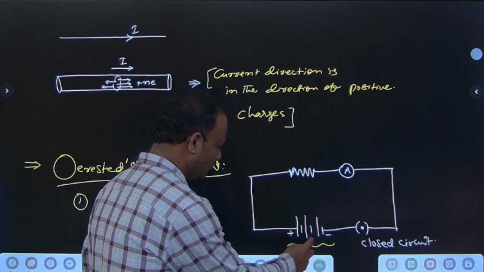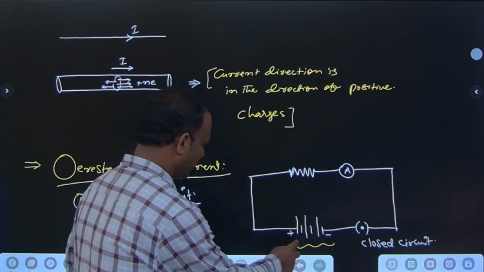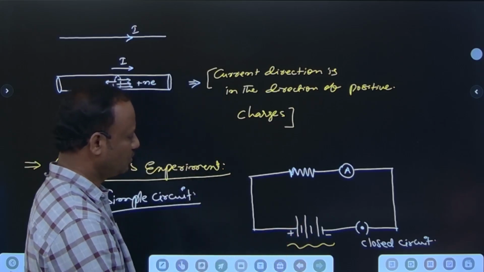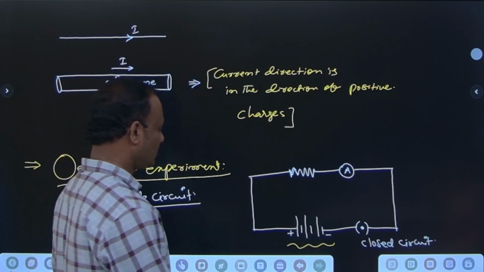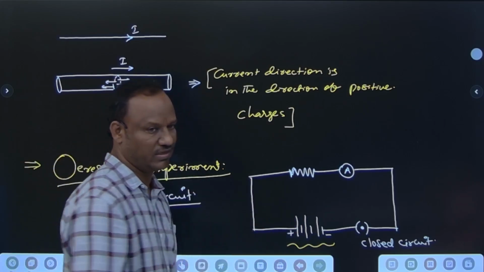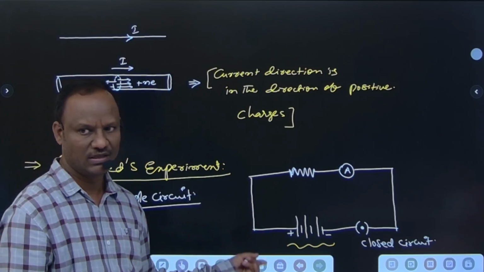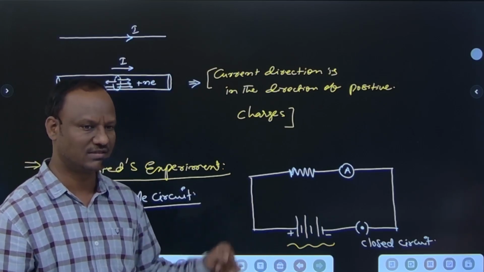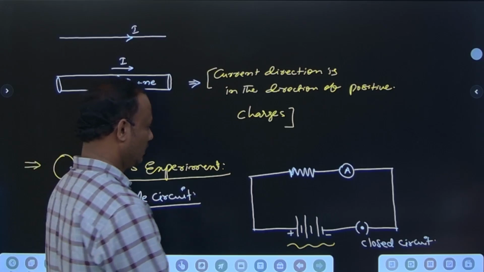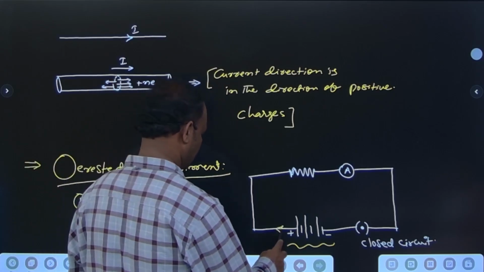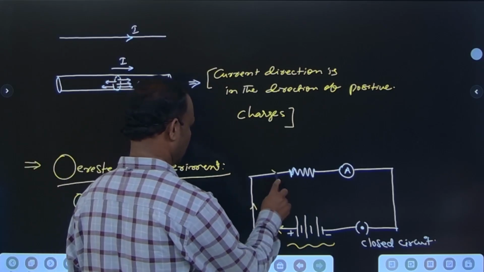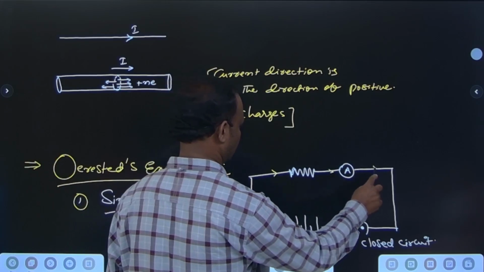1, 2, 3. So these 3 cells are connected one to one. For example, the first one has potential V, the 3 are connected, 3V. The next one has potential 2V, and the 3 are connected. What is it? It's 6V, like this one. So what is the direction of current passing? This is the direction of current passing in the circuit.